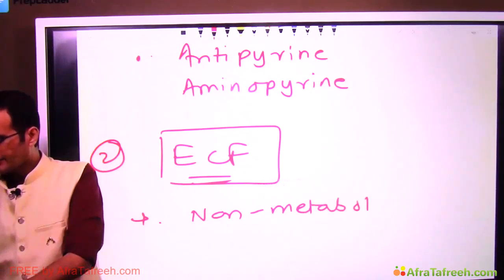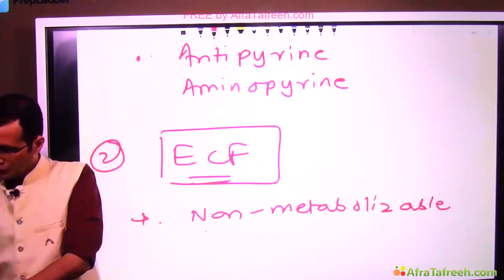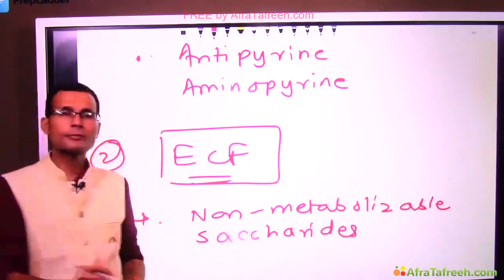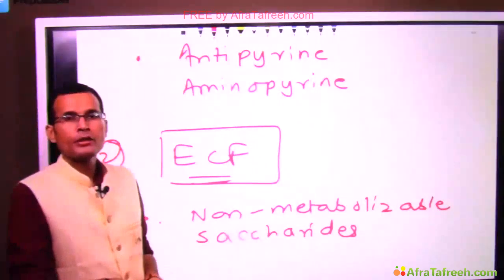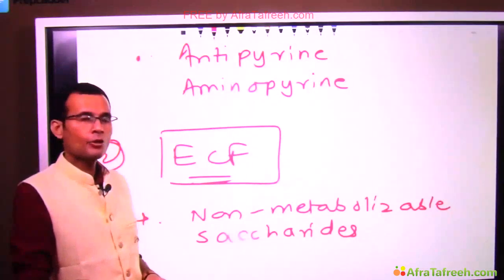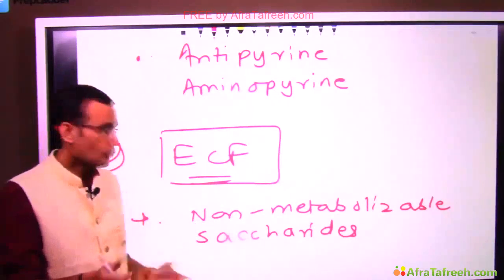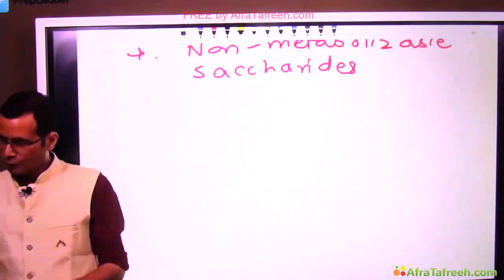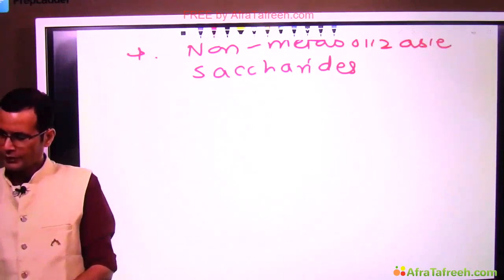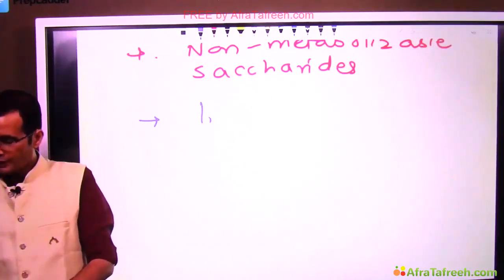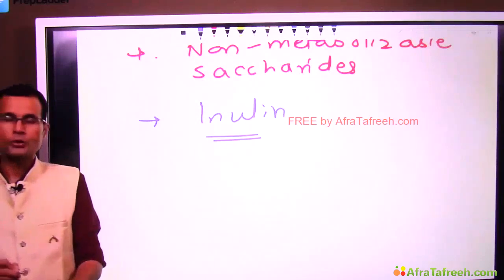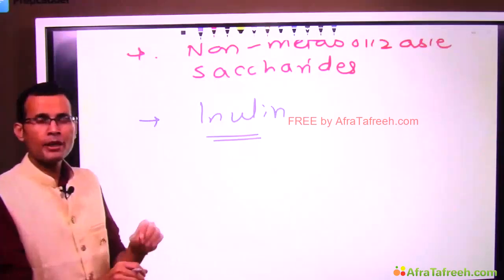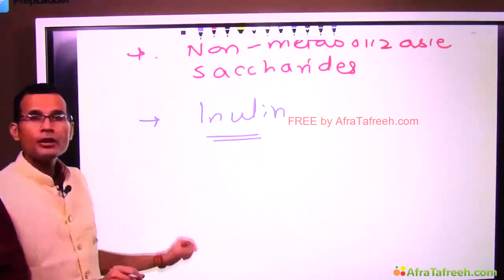Non-metabolizable saccharides are used to measure the ECF volume, because we inject these into the ECF, they should not enter the cells, and they should not be metabolized either. The best that suits this is inulin. So remember, this question has been asked repeatedly in various entrance exams. The best substance to measure the ECF volume is inulin.